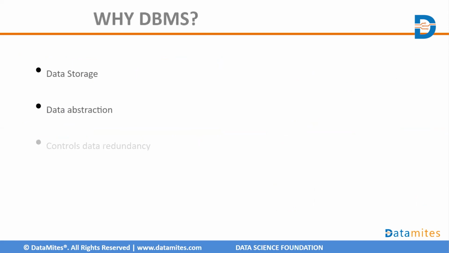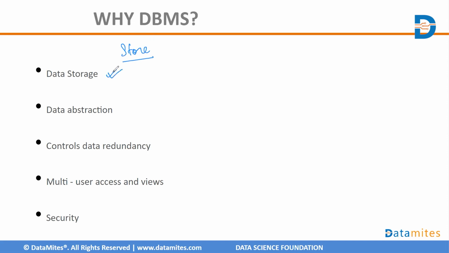So let's look at why we need a database management system. So of course, let me quickly annotate this screen. Of course, we need to store our data first before we process it. So storage is one. Abstraction means hiding unnecessary, let's say, code or details that you wouldn't need to know.